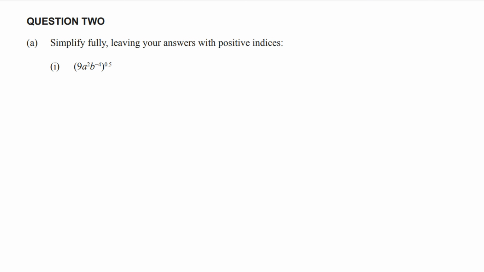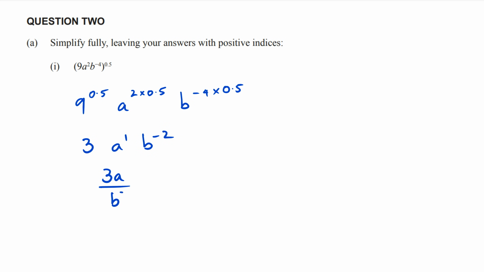All right, question 2, we have a nice index question here. So what we could do is rewrite this as 9 to the power of 0.5, a to the power of 2 times 0.5, and b to the power of minus 4 times 0.5. Now 9 to the power of 0.5 is just 3, because that's just the square root of 9. And then we've got a to the power of 1. And negative 4 times 0.5 is negative 2. Now remember, this question you have to leave with positive indices. So we're going to rewrite this as 3a over b squared. Nice and easy achieved question to start question 2 with.